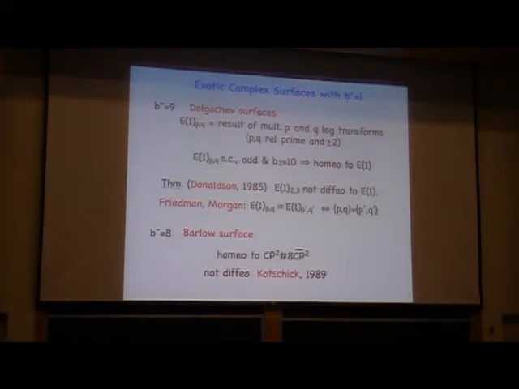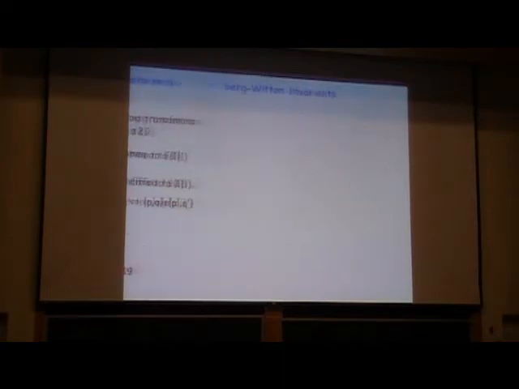Rebecca Barlow constructed a surface which actually I don't have a good topological way to describe, but the Barlow surface is homeomorphic to CP2 blown up 8 times and is a surface of general type, so not rational. So this was an even better counterexample to the Severi conjecture. And Dieter Kotschick showed, I guess in his thesis in 1989, that it's not diffeomorphic to CP2 blown up 8 times.